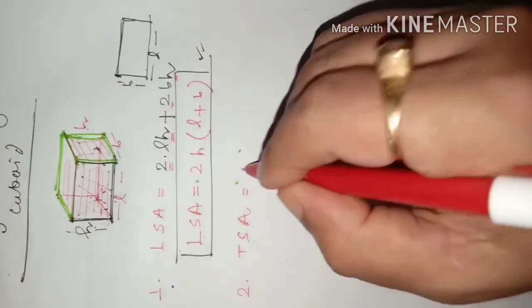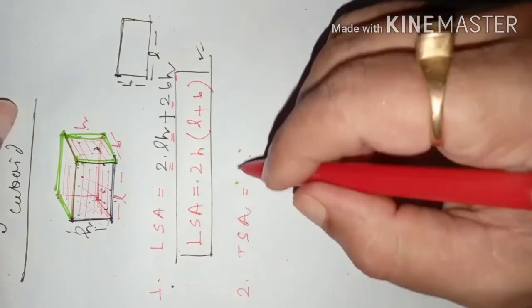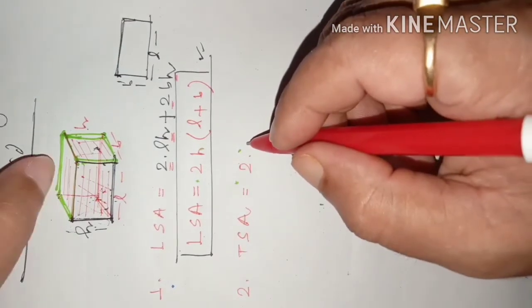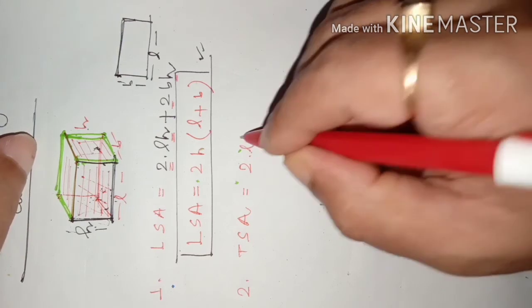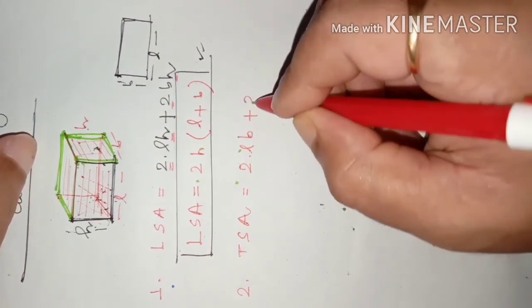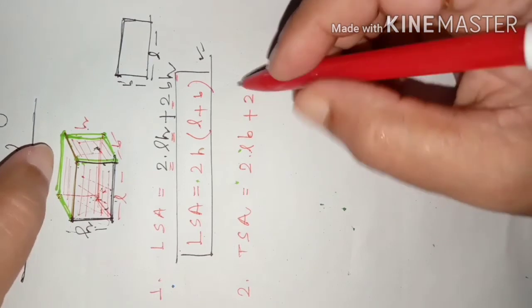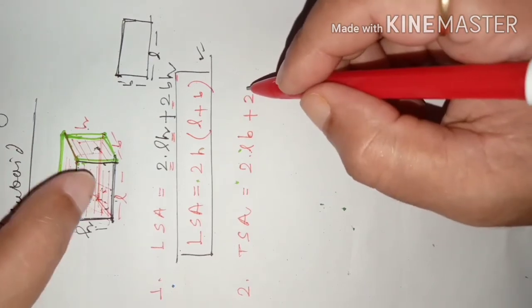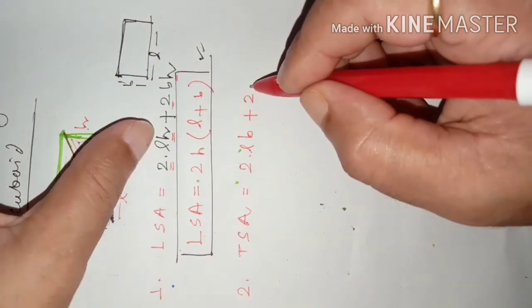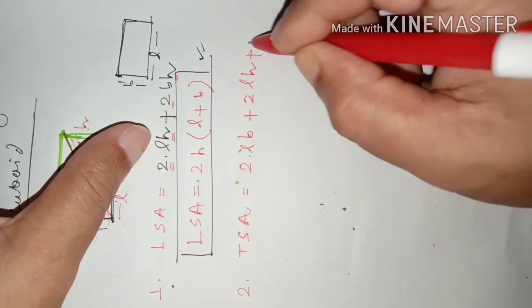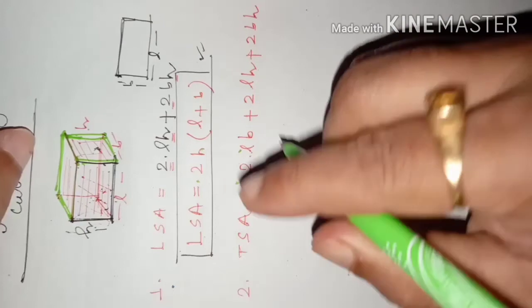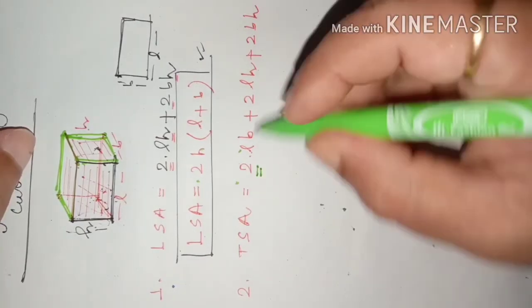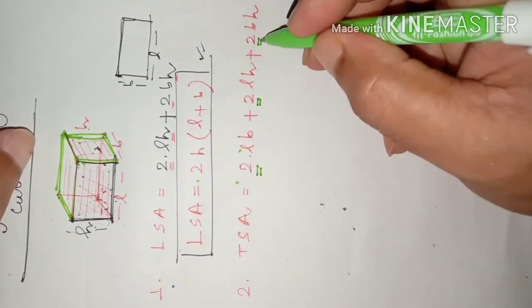So that way the area of the ceiling and floor will be 2 times length into breadth, plus 2 times the area of the walls. 2 times the area of the walls means 2 times length into height, plus 2 times breadth into height. So throughout this whole thing, only 2 is common. 2 is common here. Okay, dear students.